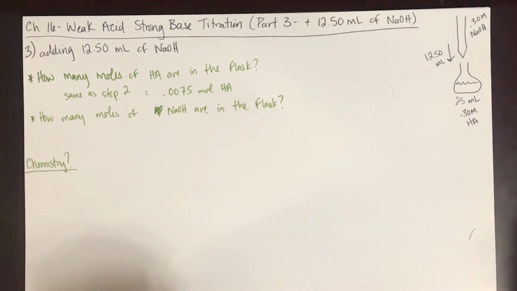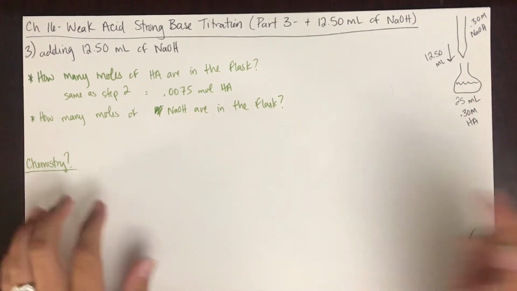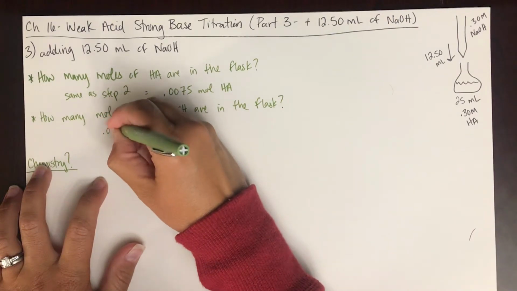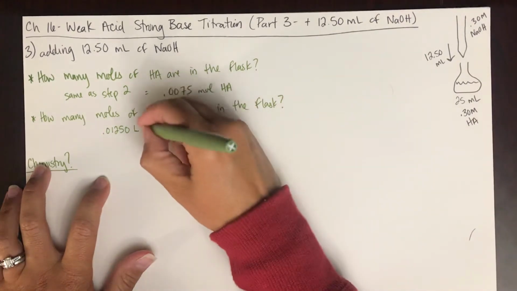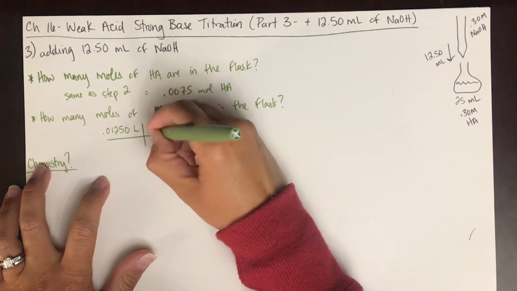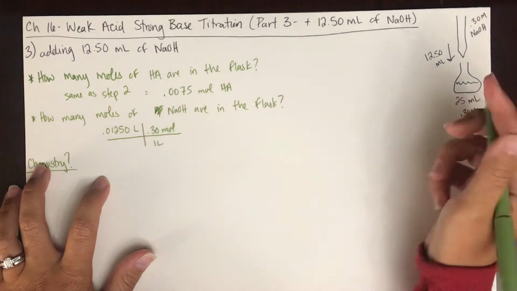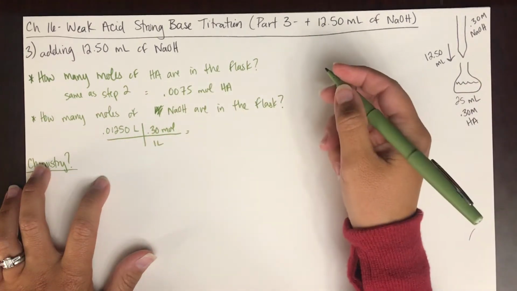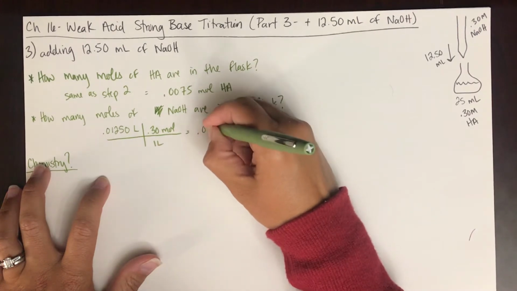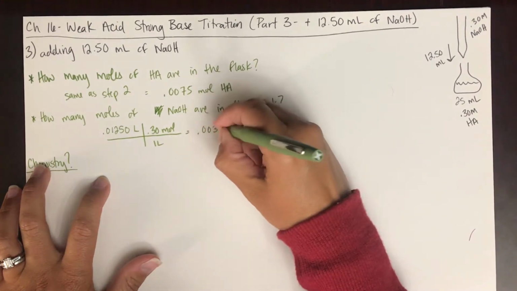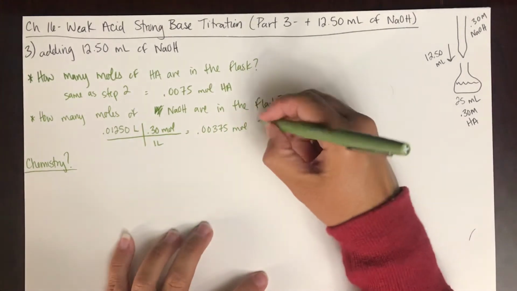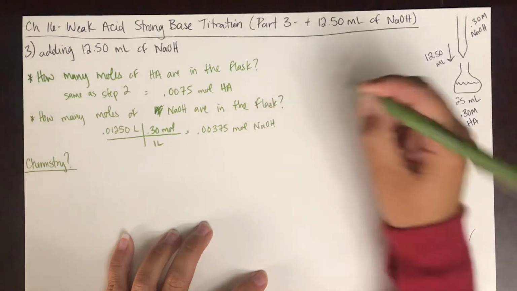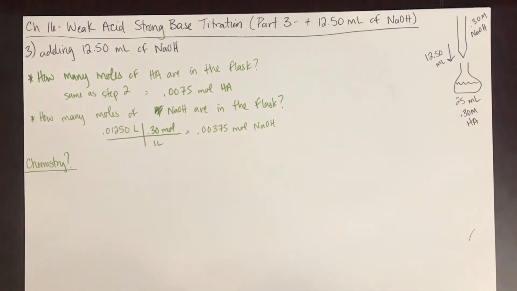How many moles of sodium hydroxide are in the flask? Okay, so I have 0.01250 liters, 12.5 milliliters, and I have 0.30 moles in 1 liter. That means I have 0.00375 moles of sodium hydroxide in my flask.